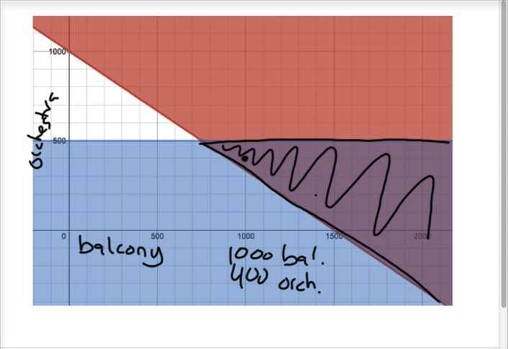I could also sell not many. So I could sell 1,400 balcony, and that would be 200 orchestra. So you can see it works the same way. As long as you're finding points that's inside that region, you're finding a solution that works. In this case, what we're looking for is the solutions that will get us at least that $30,000 of profit.